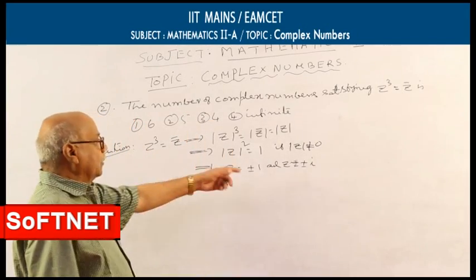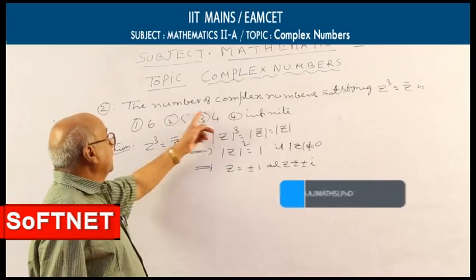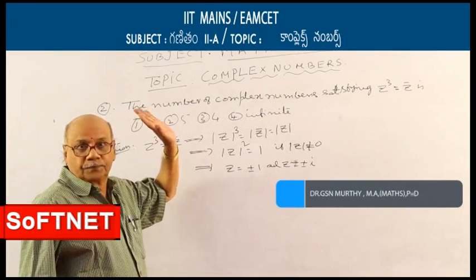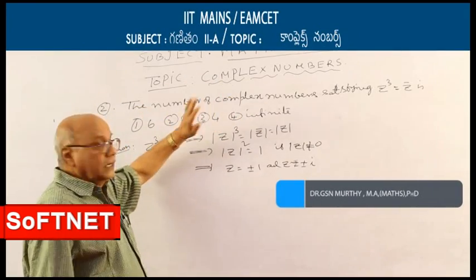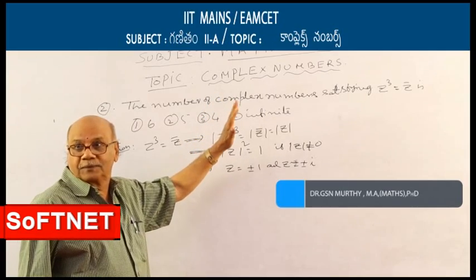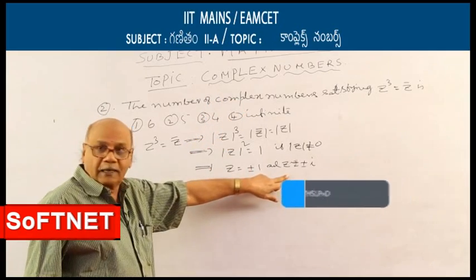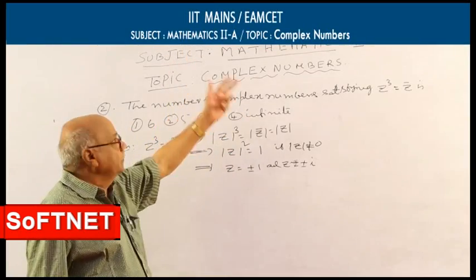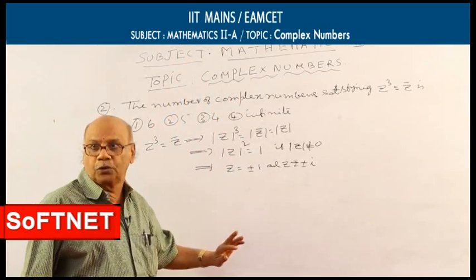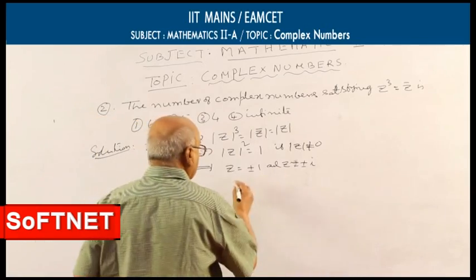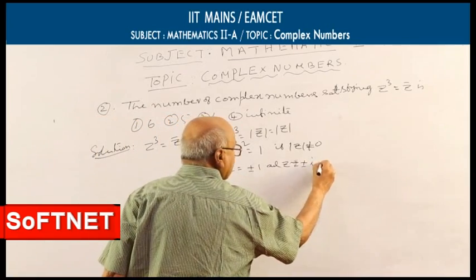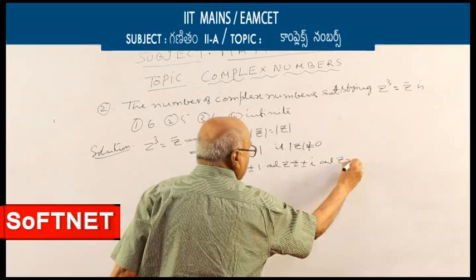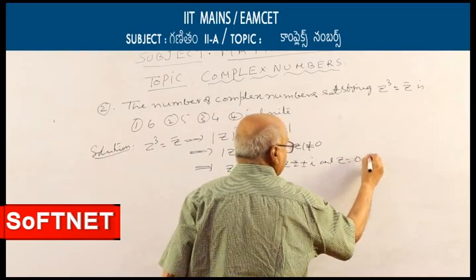Here you must be very careful. Here I have mentioned the number of complex numbers only, but I have not mentioned the number of non-zero complex numbers. So there are 4 already, plus or minus 1 and plus or minus i, and Z is equal to 0 is also a root.